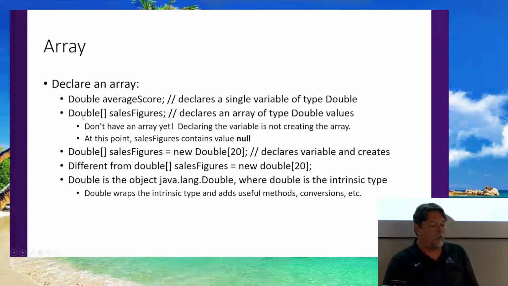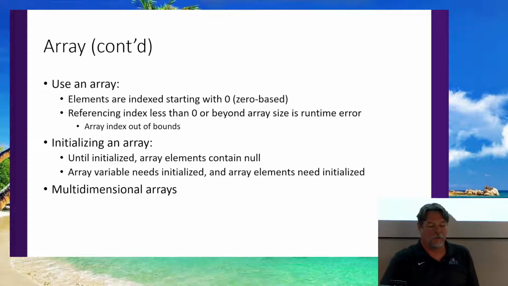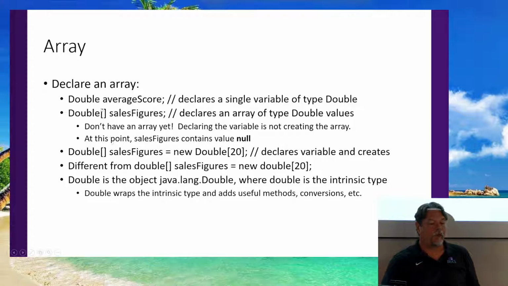But if I put the little open bracket, close bracket, I'll try to use consistent terminology. I usually call the square brackets brackets and the curly ones braces, but it's just a convention. It can get a little confusing. But if I declare with the brackets after the data type, I'm declaring an array of that data type. I don't have one yet. All I have is a variable.